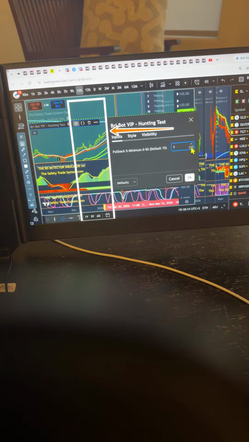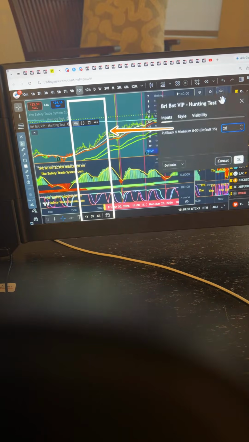What in the world, Tom? On the 10-hour target. On the 10-hour. And what's your pullback? The pullback I have set to, I just set it to 28. Was it 28 or 26? 28 is what we were using for HPQ. And at 28, it's still showing the go hunting signal exactly what you said it should call it.